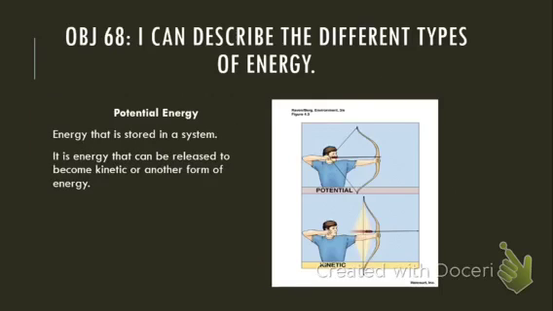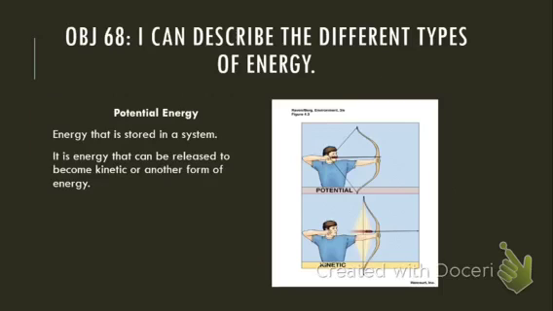Objective 68, I can describe the different types of energy. We're going to start with potential and kinetic energy, and you guys have a little bit of background in that because you have already seen that in your Newton's Laws word search. It asked you for another word for potential energy, and if a skier is going downhill, what kind of energy does he have? And that would be kinetic energy. So we'll first start with potential energy.